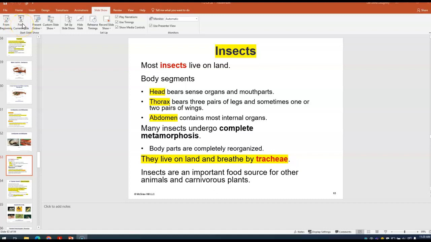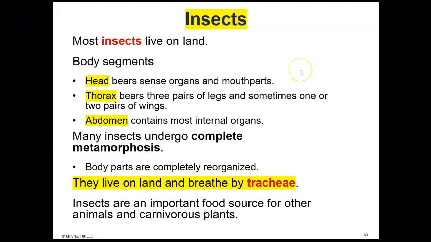Okay, this is part 2 of the lecture notes. This should be the last little bit of chapter 28. We had left off on slide 63 with the class Insecta, which are part of the phylum Arthropoda.